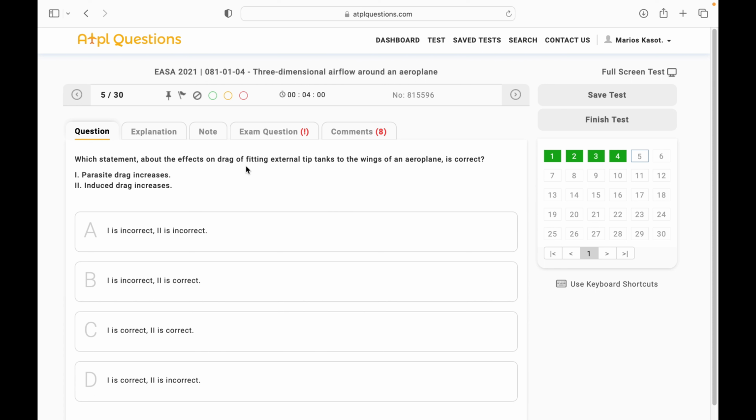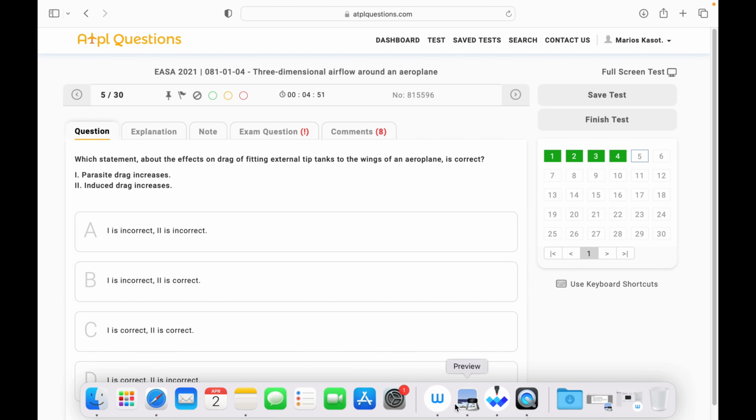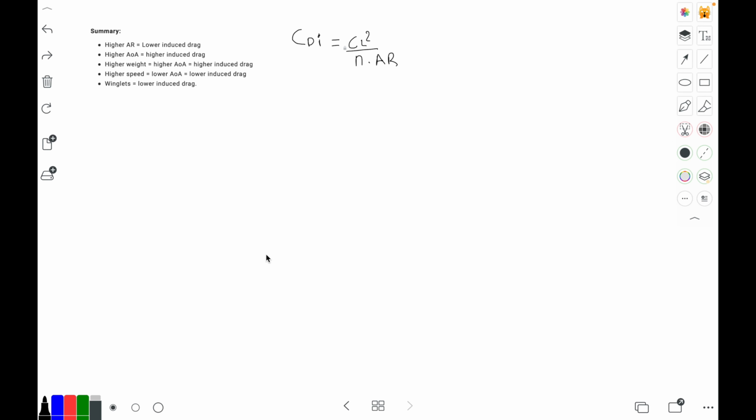Which statement about the effect on drag of fitting external tip tanks to the wing of an airplane is correct? Parasite drag increases. Of course, parasite drag increases because we increase the skin friction drag and the form drag, because we increase the area, we increase the shape. Of course, wingtip tanks have an aerodynamic design, but this doesn't change the fact that parasite drag increases. And induced drag increases. No, induced drag decreases because most of the wingtip tanks are aerodynamically designed to act as winglets.